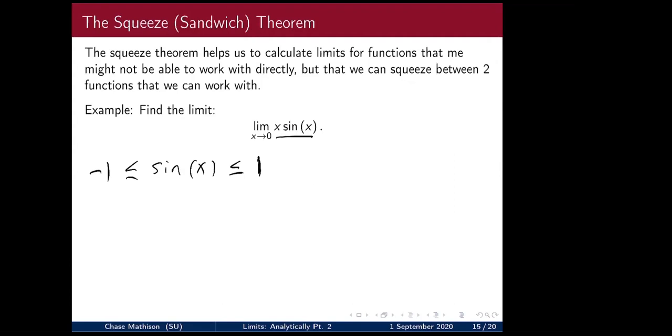Okay? So here's where the magic happens. I multiply this whole string of inequalities here by x, and I get negative x is less than or equal to x times the sine of x is less than or equal to x. This is a true statement, at least for x positive. And so what happens to this as x goes to 0?